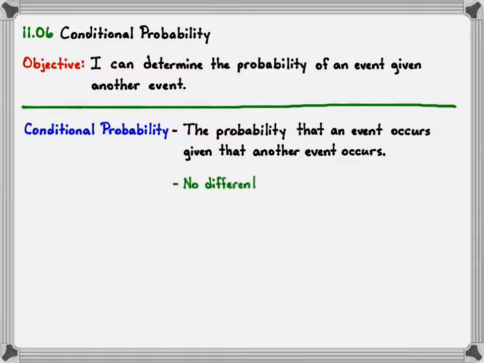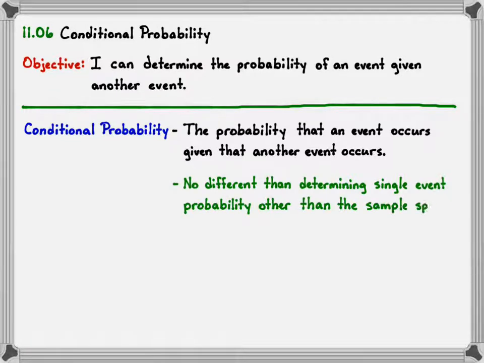So it's no different than determining a single event probability. It's actually just as easy, but instead of looking at the whole group, we're only looking at a smaller sample space, okay? So we write it like this, and I think this kind of helps us in understanding what's going on. This is conditional probability.